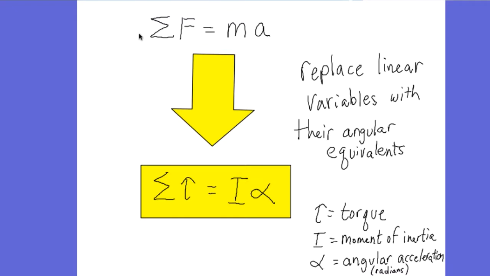Let's begin with Newton's second law that we're accustomed to, and that is force is equal to mass times acceleration, or net force is equal to mass times acceleration. Let's replace the linear variables with their angular equivalents. So the angular equivalent of a force is a force that produces rotation. That's torque. The angular equivalent of mass is moment of inertia I, and the angular equivalent of linear acceleration is angular acceleration alpha.